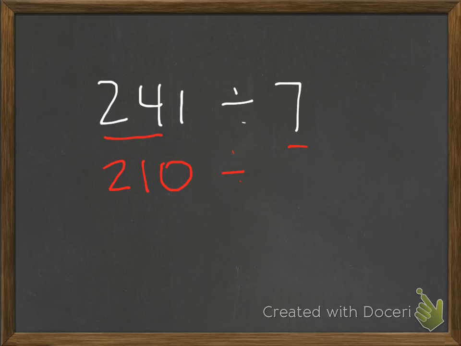Now that I have that 210, I'm going to divide it by 7. I could use mental math to divide 210 divided by 7. My basic fact, 21 divided by 7, is going to equal 3. And I have a 0 left over, which I add to my answer, and 210 divided by 7 equals 30. So my estimated answer for 241 divided by 7 is going to be 30.